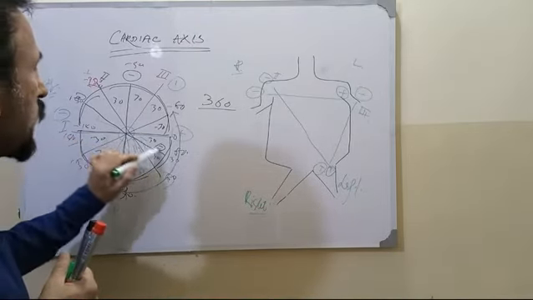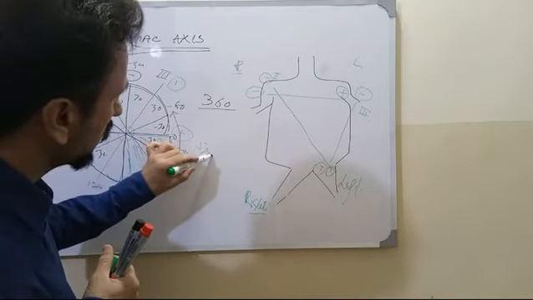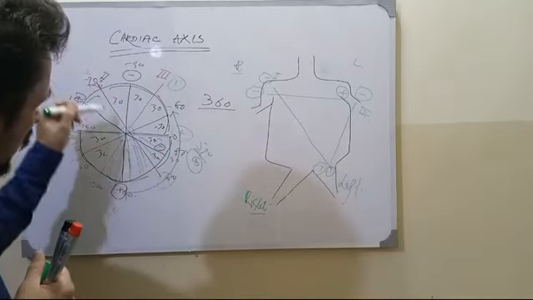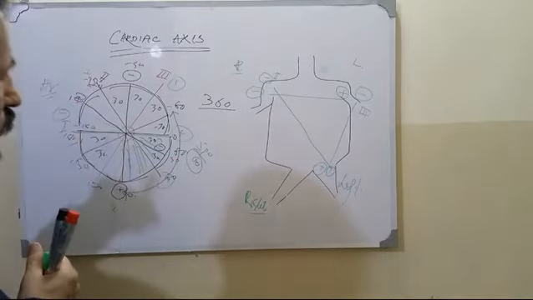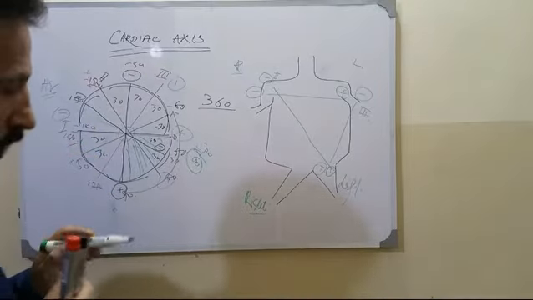The exact cardiac vector generally lies at the angle of 59 degrees, which is generally taken as 60 degrees, and this is actually lead 2, right? Now this is the normal cardiac vector.